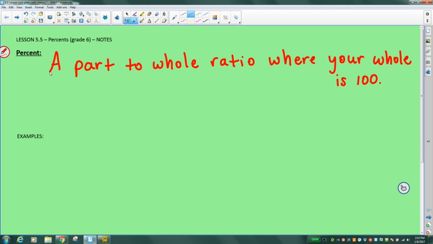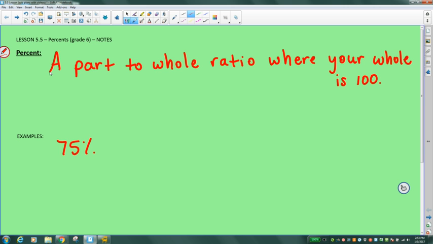Okay, so we have a percent. A percent is out of 100. Okay, our example that we're going to have here, let's go ahead and write 75% as our example.